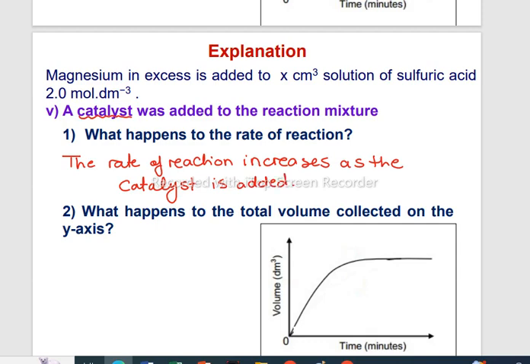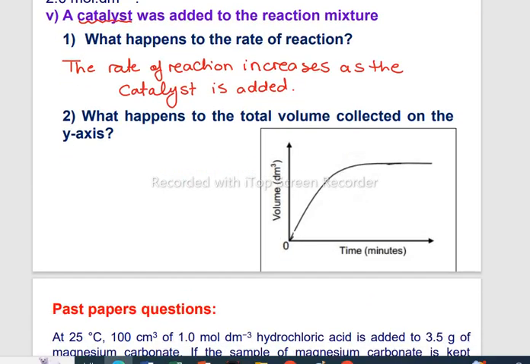When adding a catalyst, it lowers the activation energy and provides an alternative pathway for the reaction. Besides that, according to Maxwell-Boltzmann, the probability or the fraction of particles with energy higher than or equal to the activation energy will increase, causing an increase in the frequency of collisions. Now, what happens to the total volume? The catalyst will never affect the total volume.